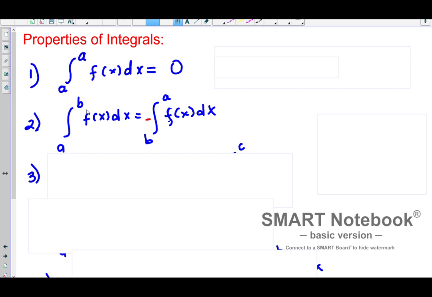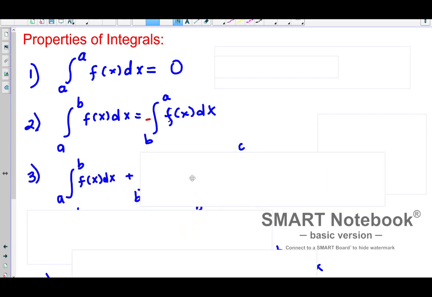Again, there's an easy explanation. The one on the left will be capital F of b minus F of a. The one on the right, without the negative sign, would have been capital F of a minus F of b. But once you put the negative sign in front, they are equal. Okay, property number 3.